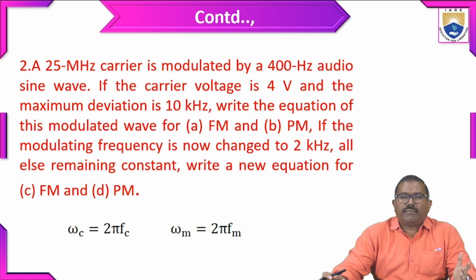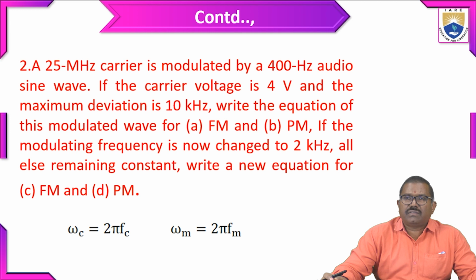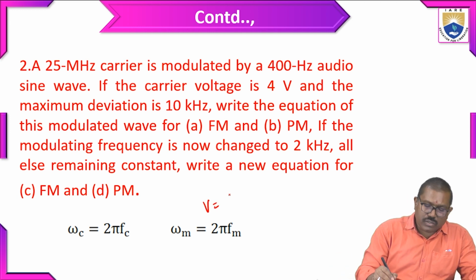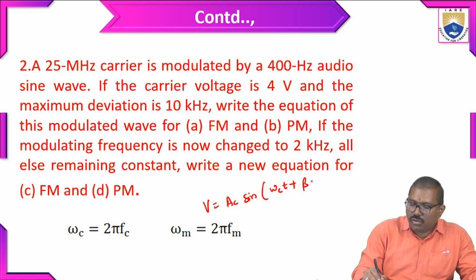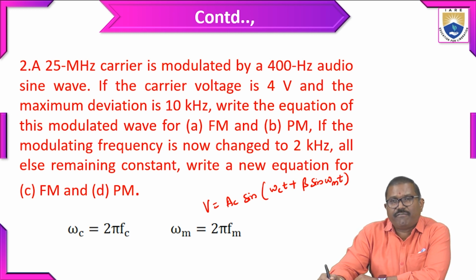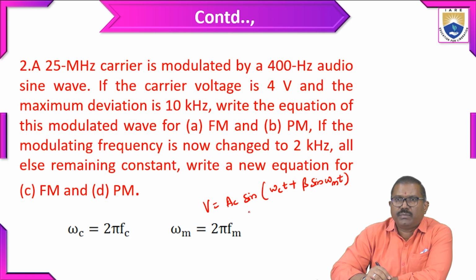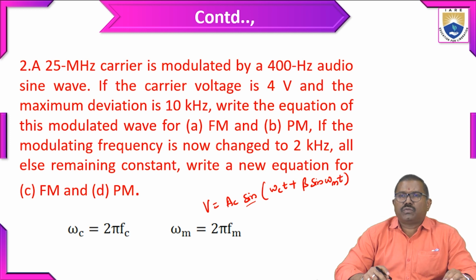So we know the frequency modulation expression. You can express frequency modulation as V equals Ac sine of omega c t plus beta sine omega m t. This is a general expression for FM. In some books it may be taken as a cosine, but there is no difference between sine and cosine, only the phase value. So in some problems we may use cosine or sine, but generally the FM is in this form.